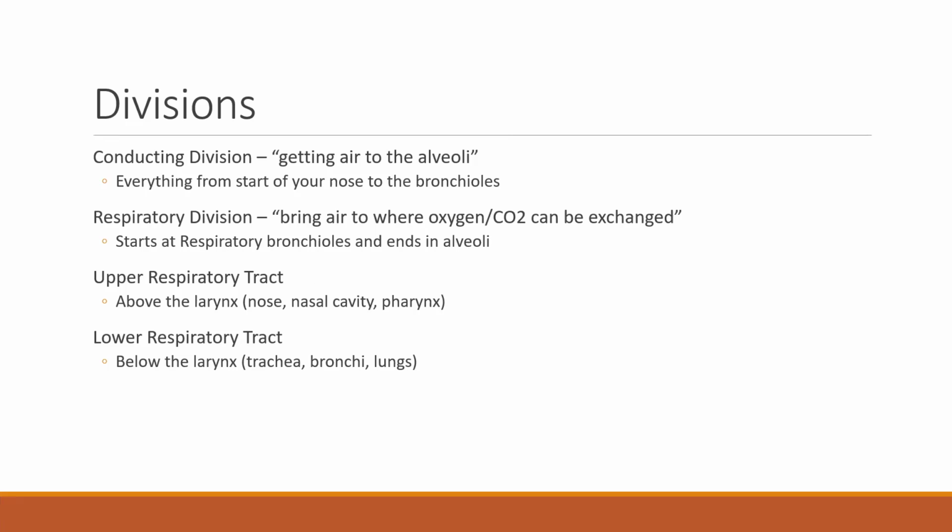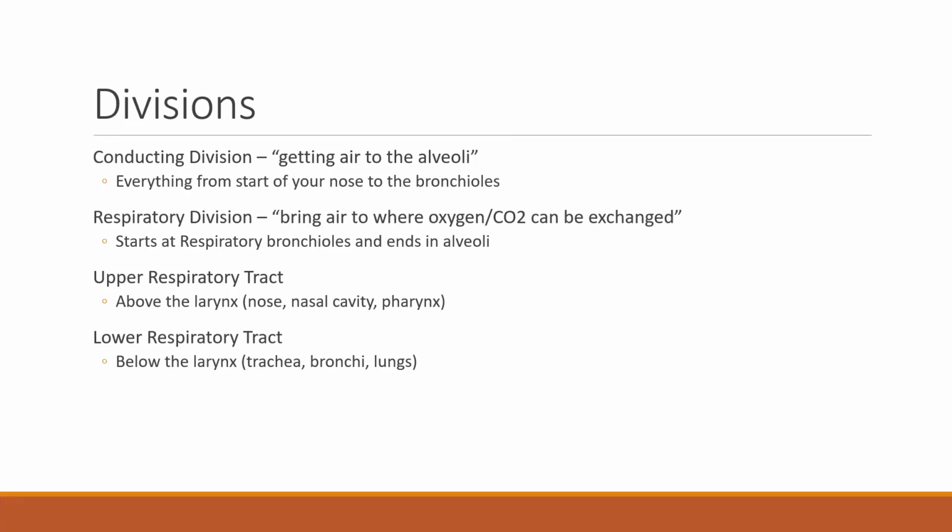And then you have your two tracts. We have our upper and lower respiratory tract. For the most part, everything above the larynx is considered your upper respiratory tract. That includes your nose, your nasal cavity, and your pharynx. And then the lower respiratory tract is anything below the larynx, including your trachea, bronchi, and lungs.